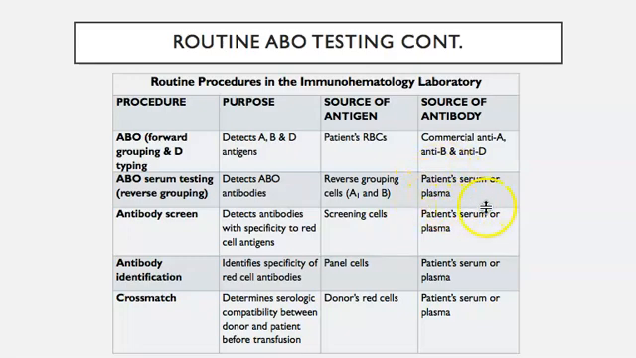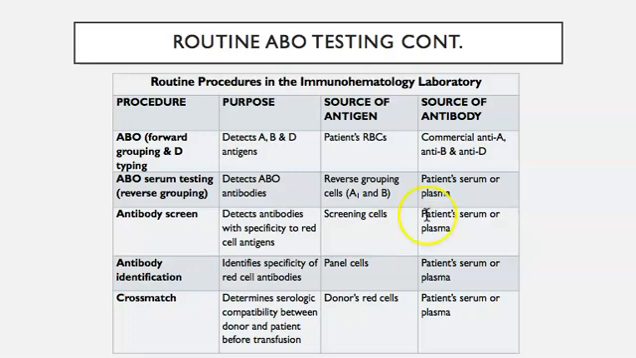And then we're testing it against the patient's serum or plasma to look for antibodies that they have in their serum or plasma. Antibody screen detects antibodies with specificity to red cell antigens. So our screening cells, which come as a packaged set of red cells, are what we're testing against the patient's serum or plasma to determine if the patient has any alloantibodies.